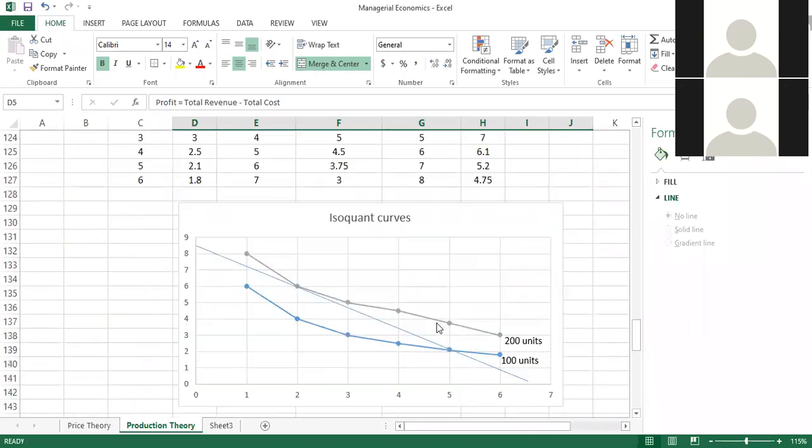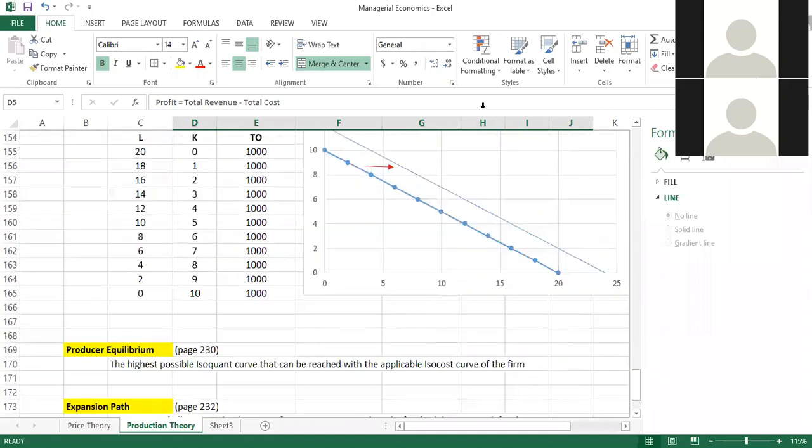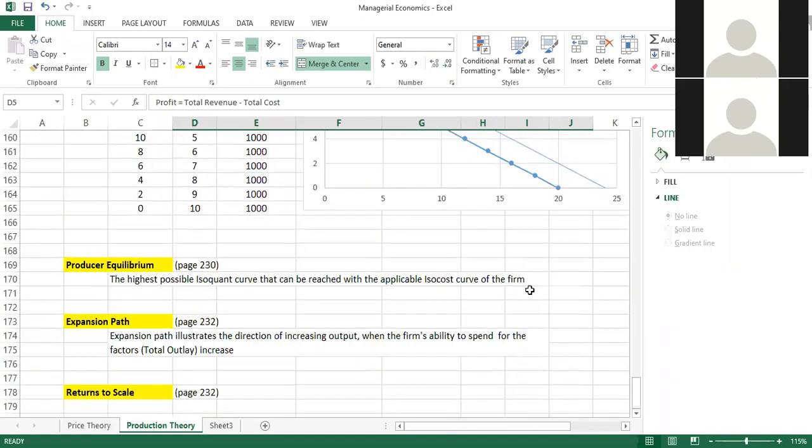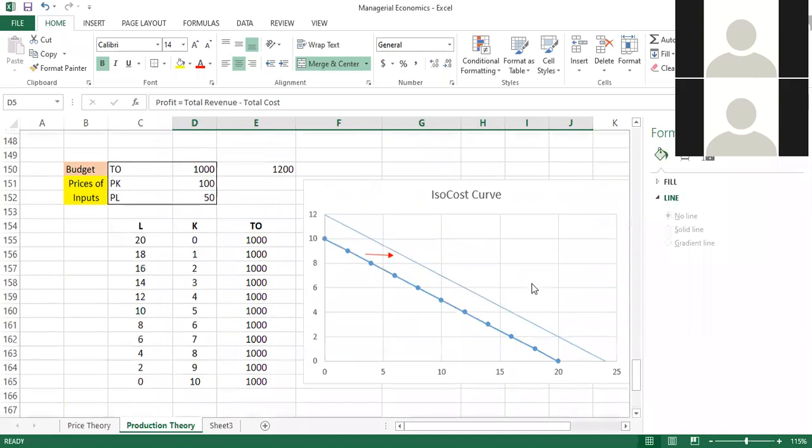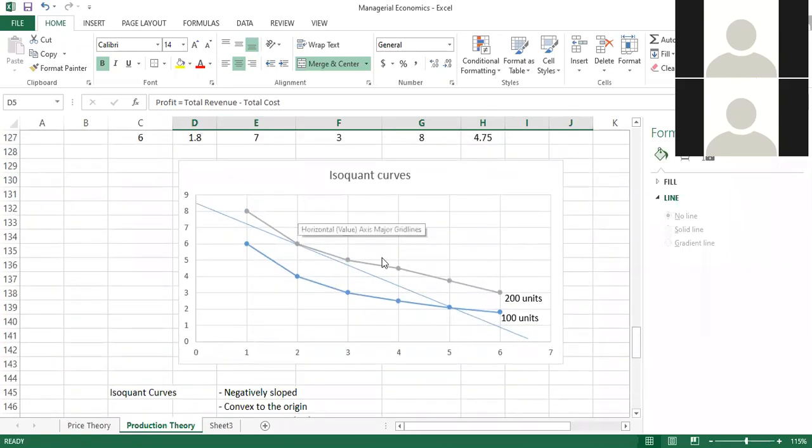So the point you mentioned is perfectly correct. That means when you draw the expansion path, how to draw this arrow, right? We have to use the tangency point. This is the tangency point at this level of outlay. But when the firm increases the output, we have to see what is the point where the isocost curve is tangent to the isoquant curve. Yeah, so that's perfectly correct.